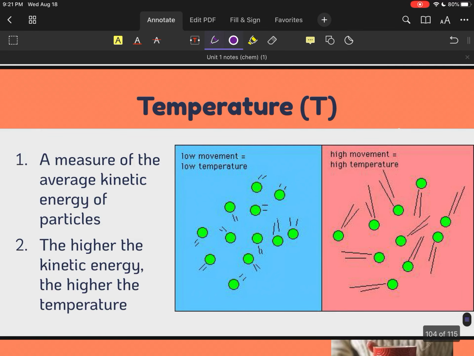So before we go any further, we need to make sure we understand the difference between temperature and heat. When we say the word temperature, what we're actually describing is the movement of particles, or the average kinetic energy of the particles. We've talked about how when we increase the temperature, our particles move around faster, right? So that's really all temperature is, just measuring how fast our particles are moving. The higher the movement, the higher the kinetic energy, the higher the temperature.